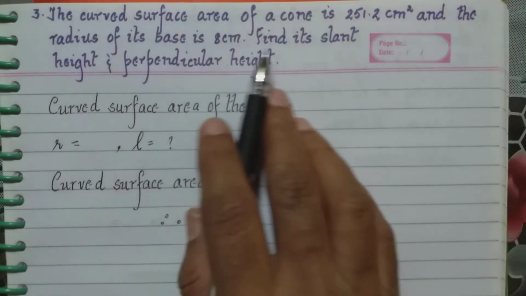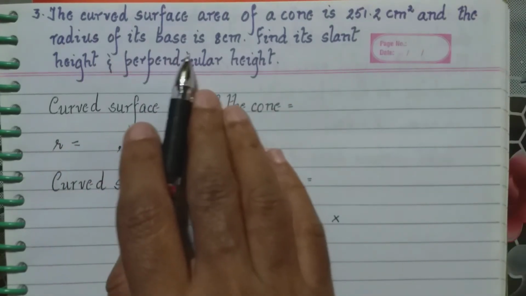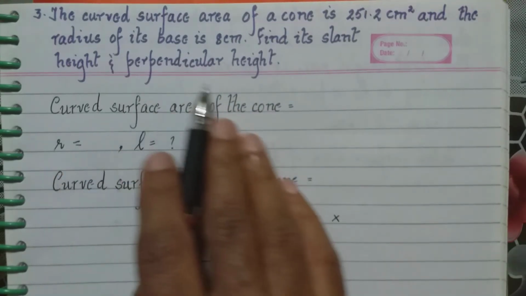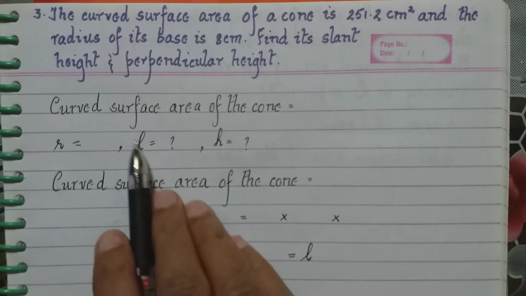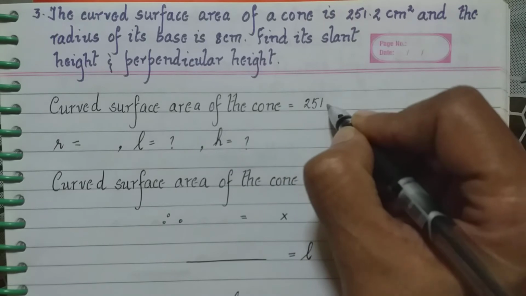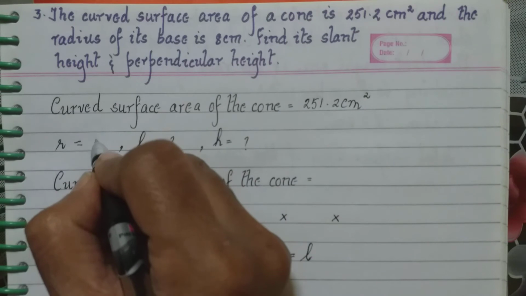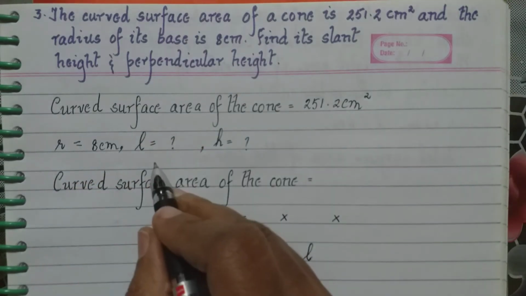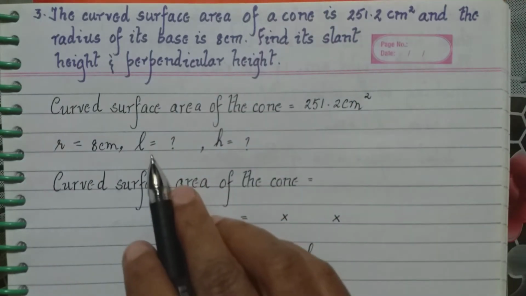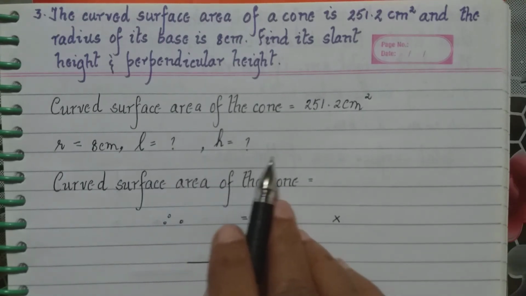Third question. The curved surface area of a cone is 251.2 centimeter square and the radius of its base is 8 centimeter. We have to find the slant height and the perpendicular height. Now the curved surface area of the cone is already given, that is 251.2 centimeter square. Okay, radius of the base is given, that is 8 centimeter. We have to find both the slant height and perpendicular height. Slant height is given by L, perpendicular height is given by H. So L equal to how much? H equal to how much?